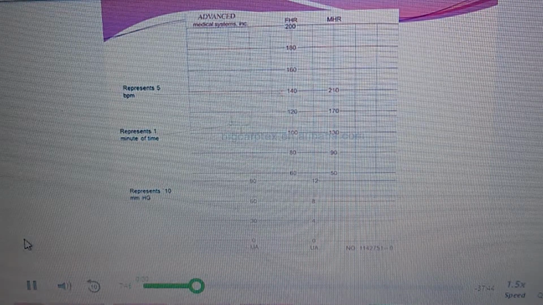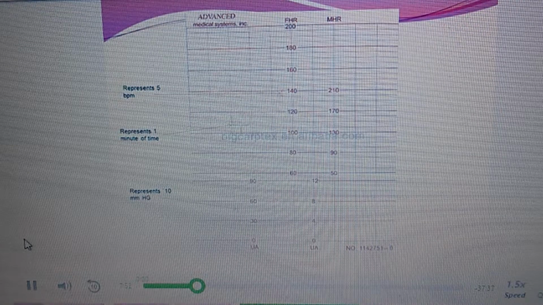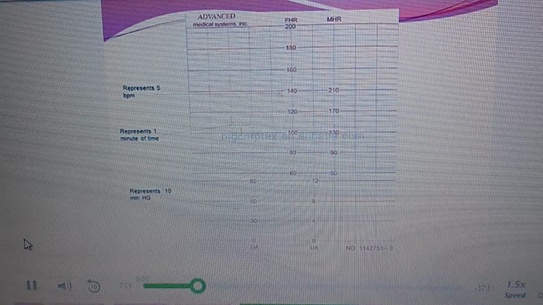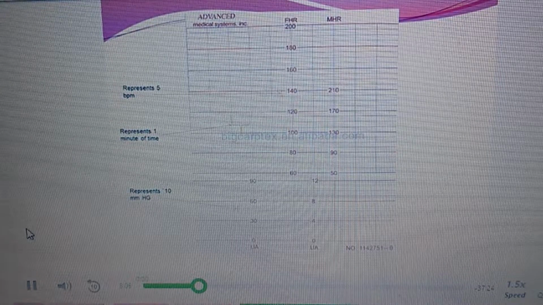You're going to count, if you look at, let's start right here at the 120. If you look at the 120 in the middle there, and you go to that next line, that's going to be considered 125. So you have a 5 beat per minute range there. 125, 130, 135, and then 135 to 140 gives you a 5 beat range, okay?